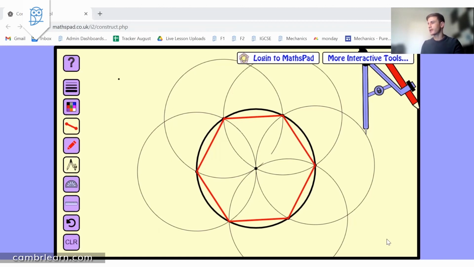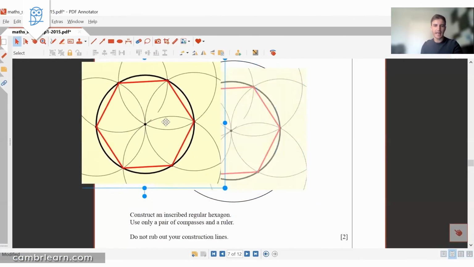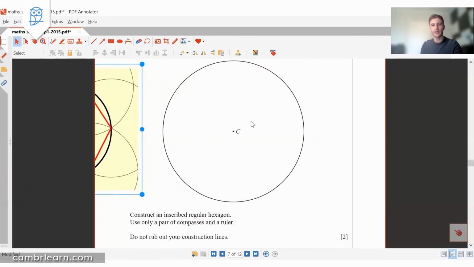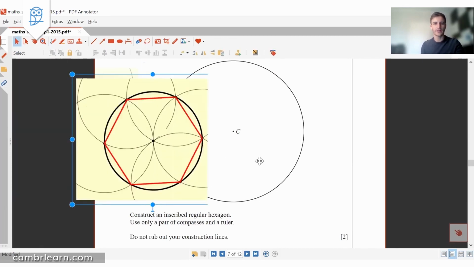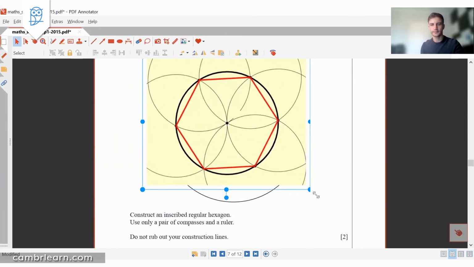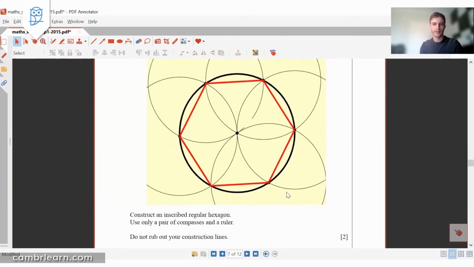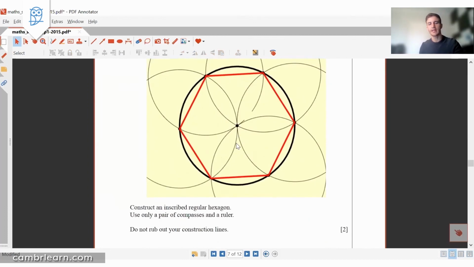Going back, there we go. That's basically how it would look around the circle. When you take your compass, open it up to the size of a radius, place it on the circumference, make a circle, then go to that vertex, make the exact same circle, and so on until you've done that for all of the vertices, and then you connect them. This is how it looked. Great stuff. That's how we construct a regular hexagon using a pair of compasses and a ruler.